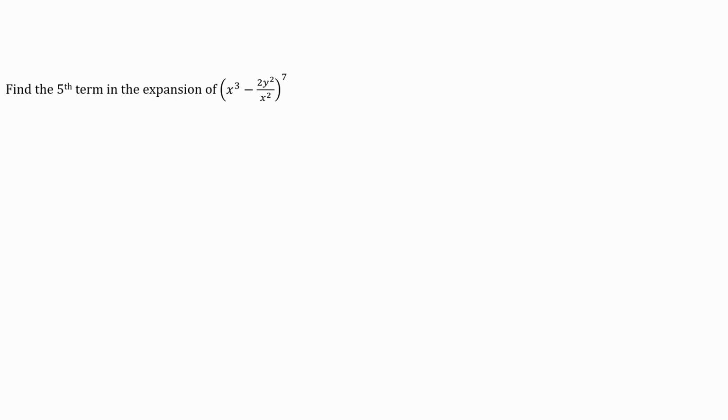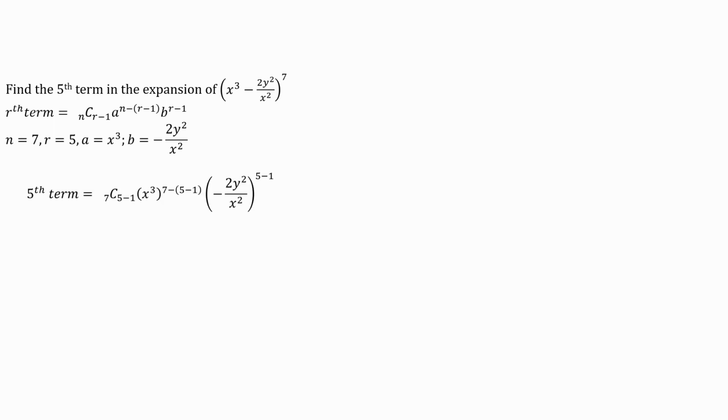So next problem, find the fifth term in the expansion of x cubed minus 2y squared over x squared raised to 7. So yung formula para makuha yung rth term, yung fifth term. So yung given natin, n is equal to 7, r is equal to 5, a is equal to x cubed, b is equal to negative 2y squared over x squared. So substitute natin sa equation. Simplify natin. So 7C4 x cubed raised to 3 times negative 2y squared over x squared raised to 4.